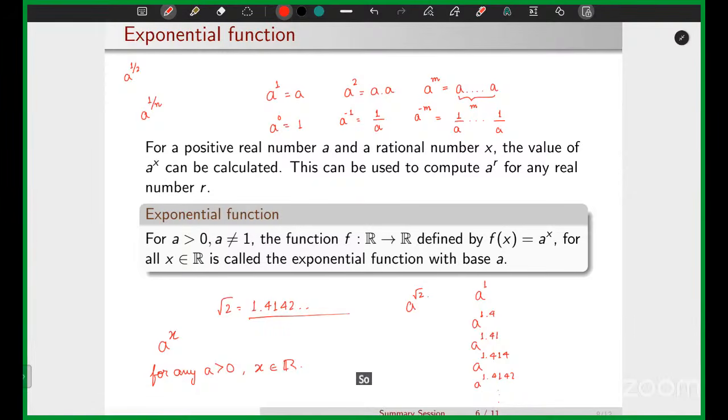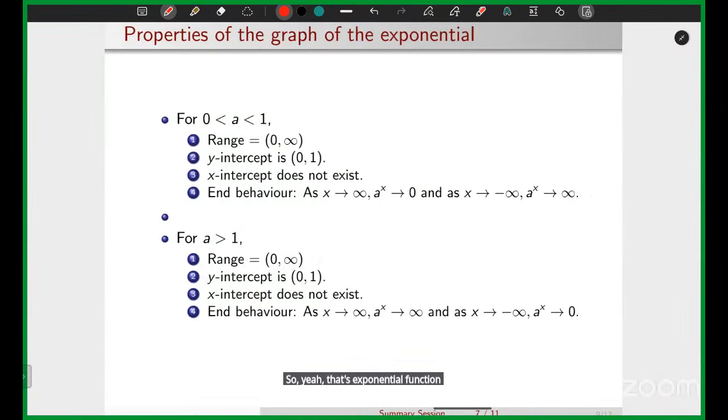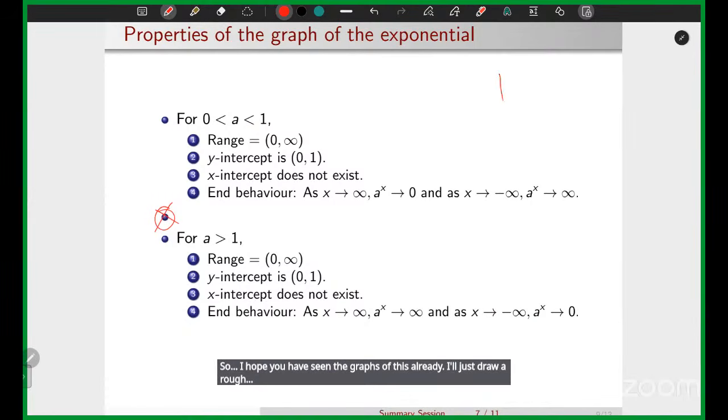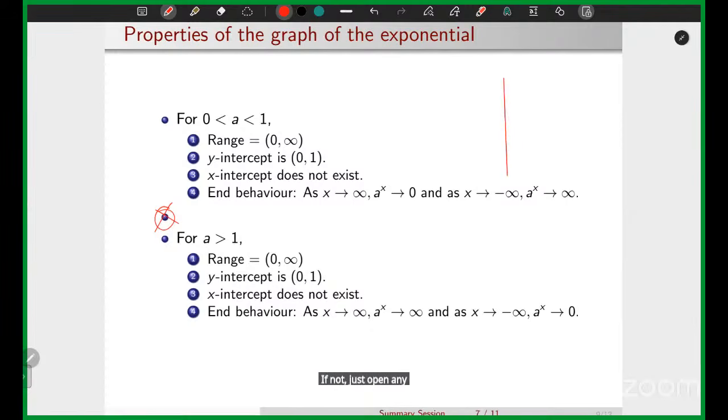So that's the exponential function. Now, properties of the graph. I hope you have seen the graphs of this already. I'll just draw a rough sketch. If not, just open any graphing software and plot it, if you want to see the precise graph.